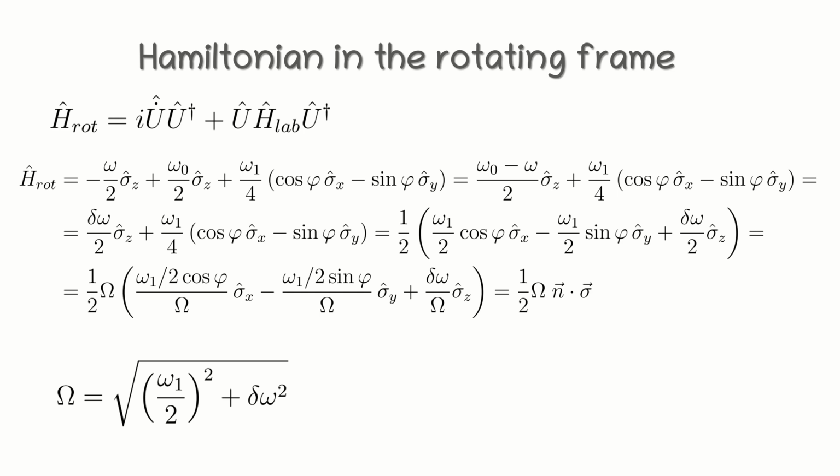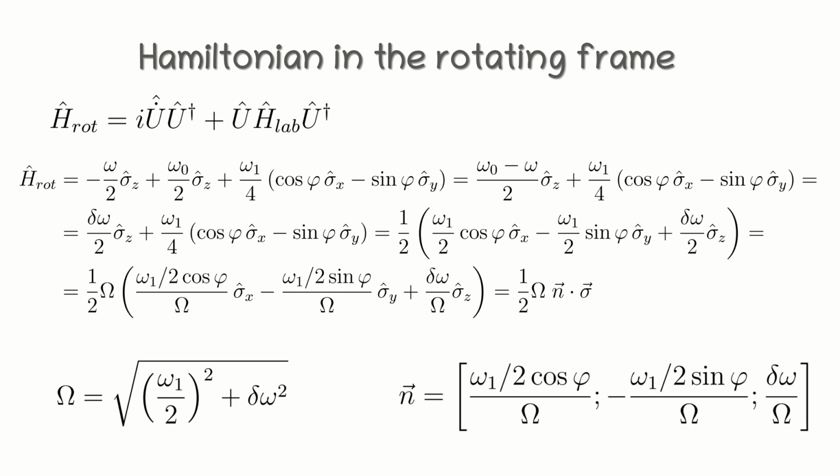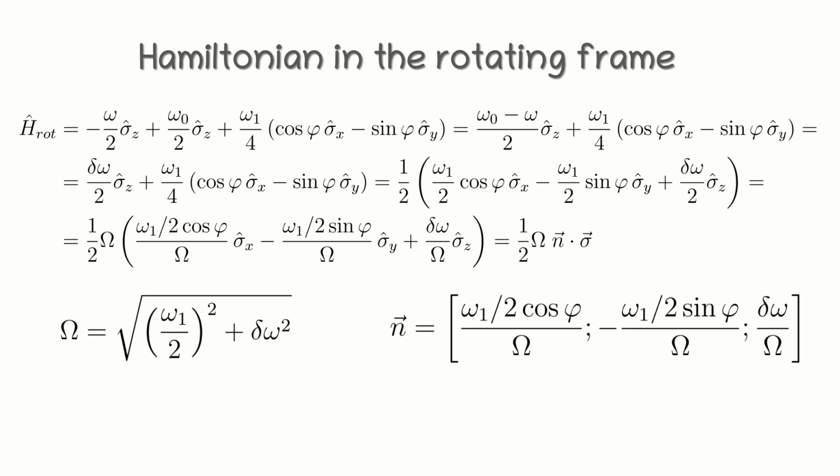We put the big omega out of the bracket. Now we can define a unit vector n, and voila, look what we got. That is a Hamiltonian which generates a rotation operator. Here we go.